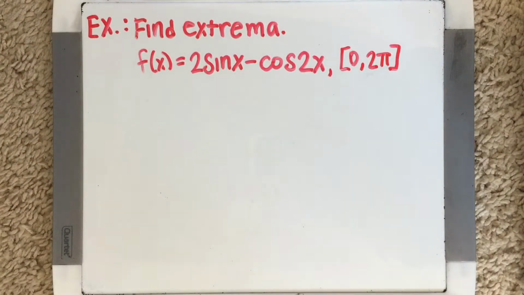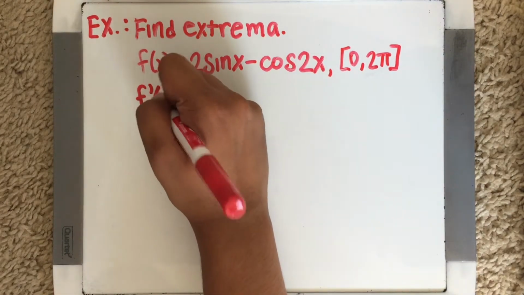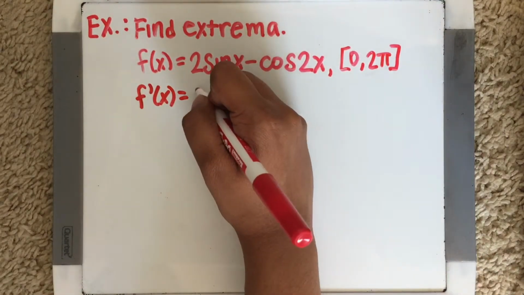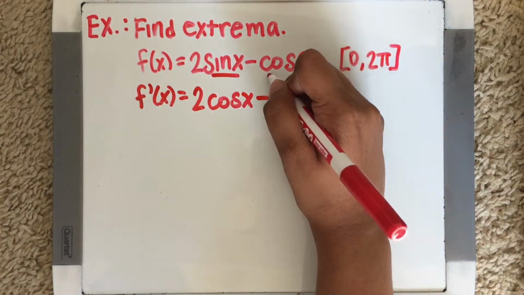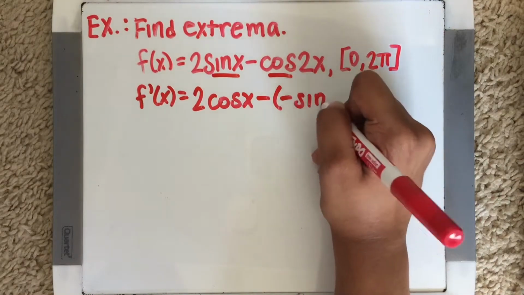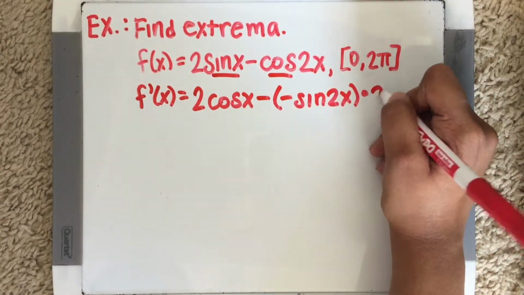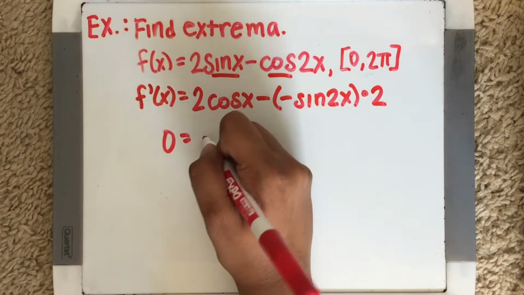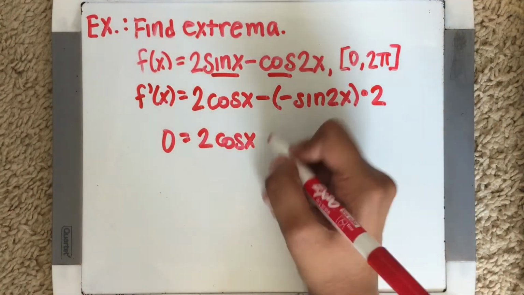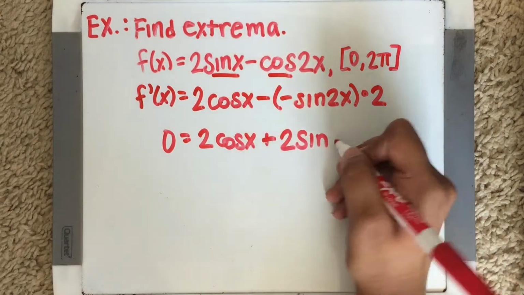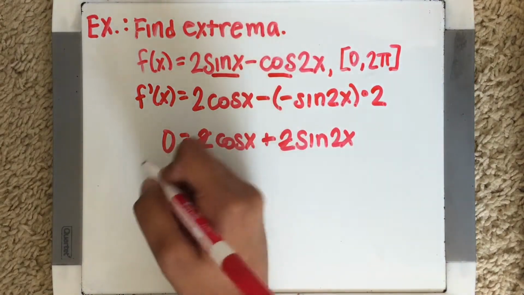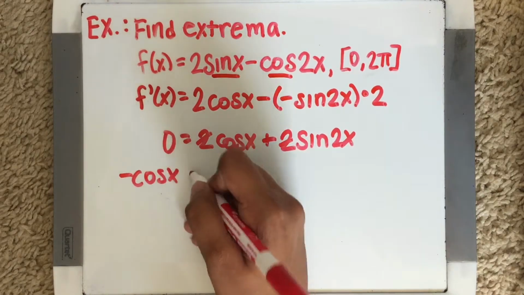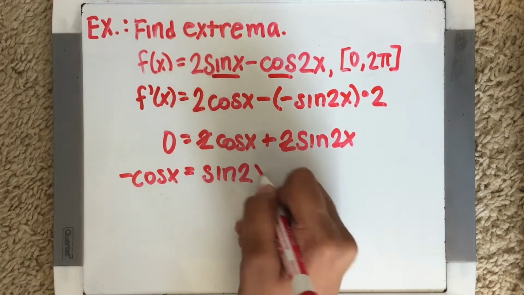Let's try a harder example involving trig. In this case, we have to first take the derivative. F prime of x equals, well, the derivative of sine x is cosine x. So we can say 2 cosine x minus the derivative of cosine x, which is negative sine x. And then we have to use the chain rule, so multiplying it by 2. And so we can set it equal to 0 and say that 0 equals 2 cosine x plus 2 sine 2x. We can cancel out the 2's because they're just constants, and we can move the negative cosine x over to give us negative cosine x equals sine of 2x.